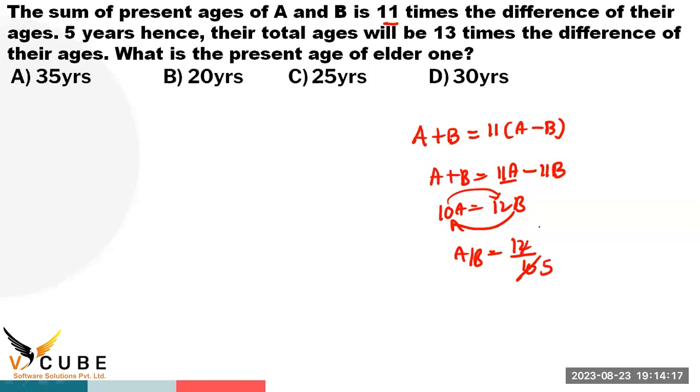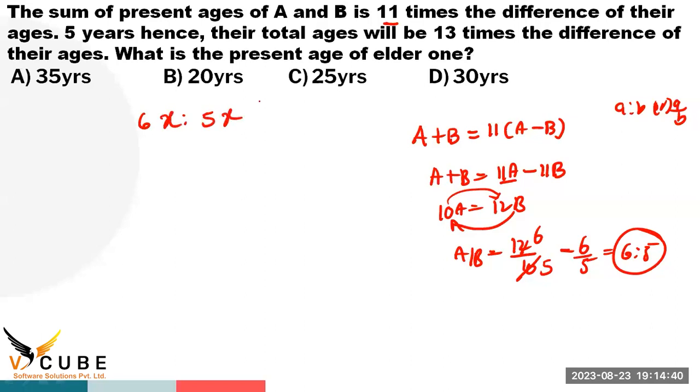So 2 5s are 10, 2 6s are 12. And 6 by 5 means 6:5. In ratios, a is to b or a by b is the same. Their ages we don't know, so let them be 6x and 5x.